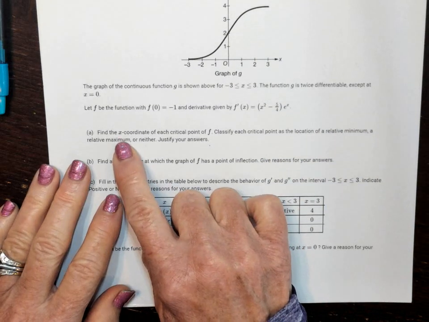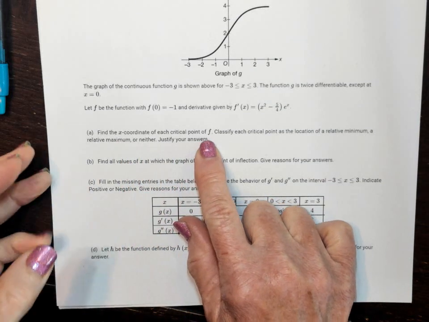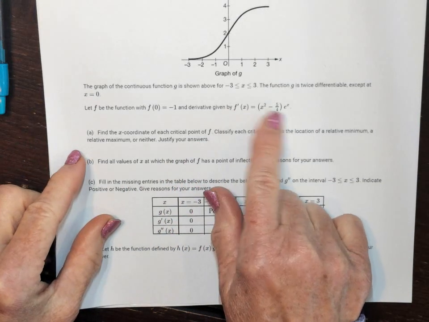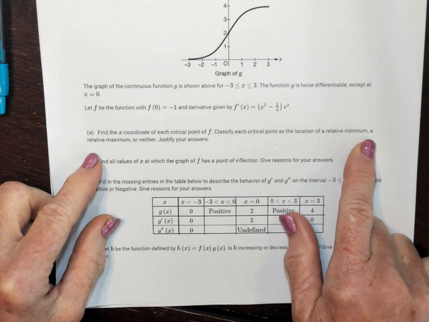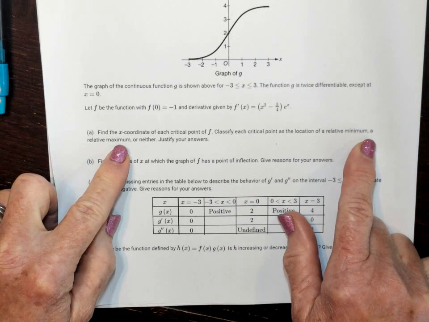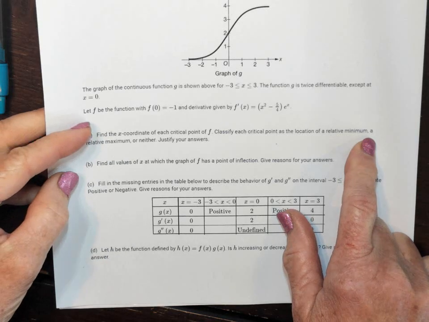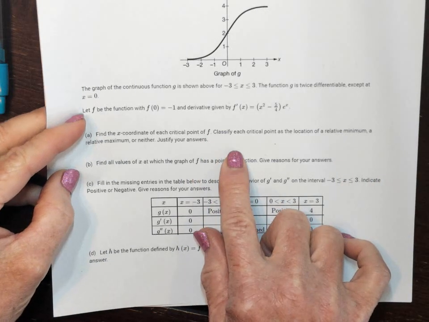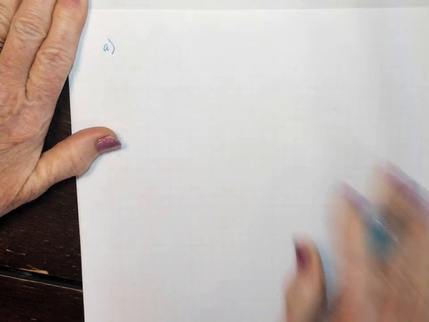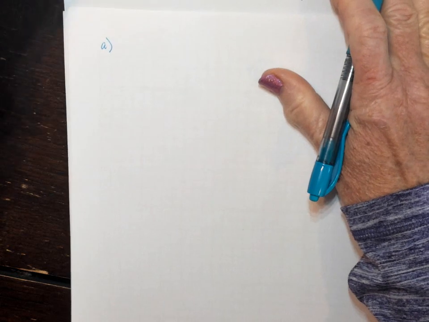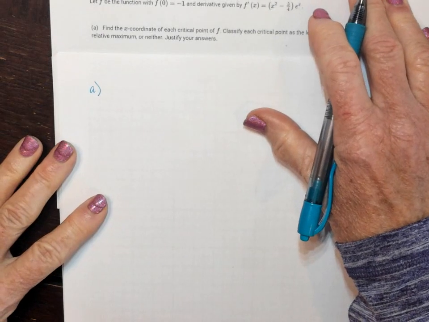Part A says find the x coordinate of each critical point of f. Classify each critical point as the location of a relative minimum, a relative maximum, or neither, and justify your answers. Clearly not enough room here to work, so I'm going to come over here. So, let's see, part A. Critical points of f.